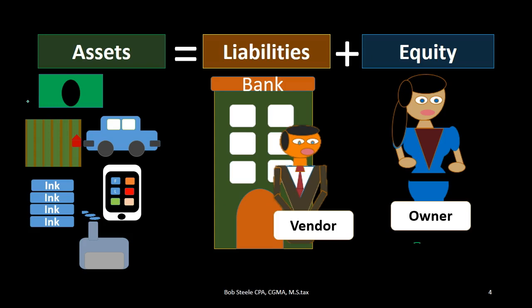So note what we will do is value all these assets in terms of dollars, and then we will attribute who has a claim to those assets, either a third-party vendor or the owner.